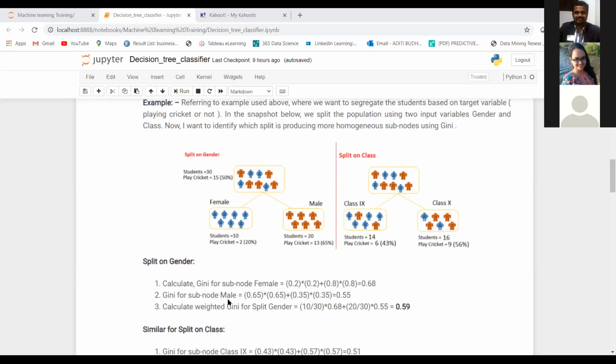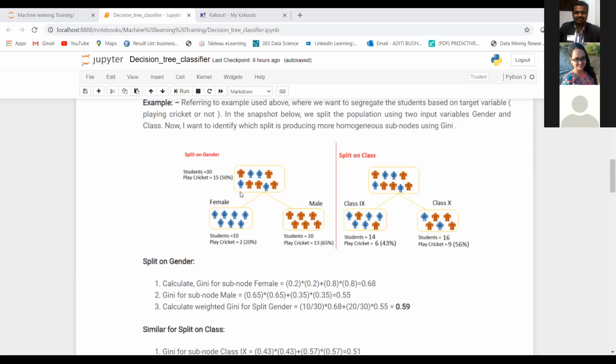Similarly, we will calculate it for males. In males, we have seen that 13 out of 20 males play cricket, so we have a 65% probability of males playing cricket. So we take the square of 0.65. And then the probability of males not playing cricket is 1 minus 0.65, so 0.35 square. When you add this, you get 0.58.